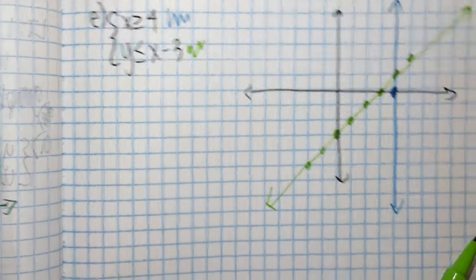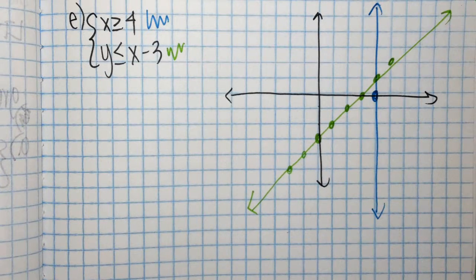Alright, do your graphs match mine? Yeah, mine does. So this time we had x, and we said at the beginning it was going to be a vertical line, right?